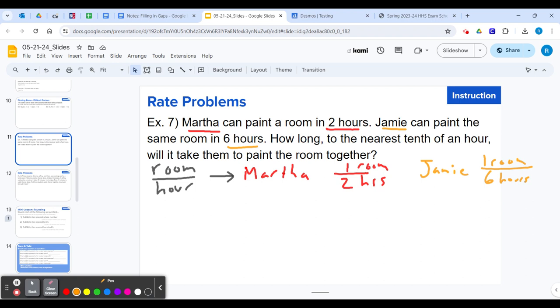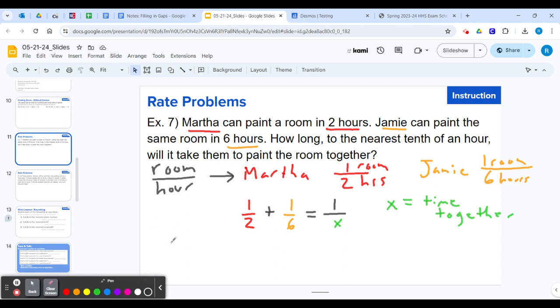All right, if they are painting the room together, we can simply add those two things up. So we have our Martha, which is 1/2, plus our Jamie, which is 1/6. And that is going to equal 1 room over however much time it takes to get that room. So x is going to be equal to our time together. Martha's speed plus Jamie's speed equals their speed together.